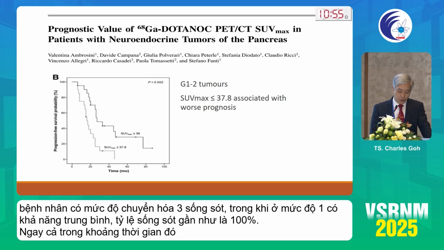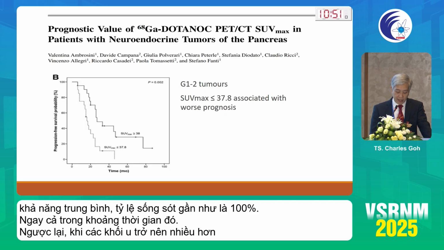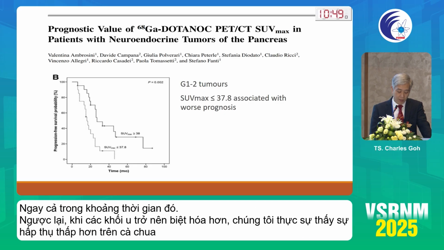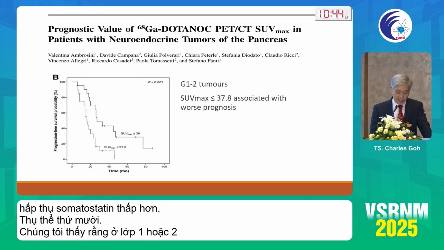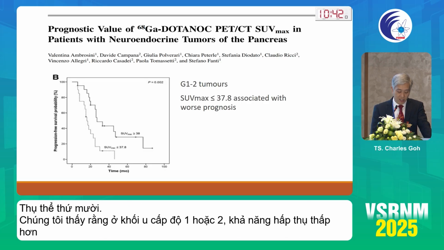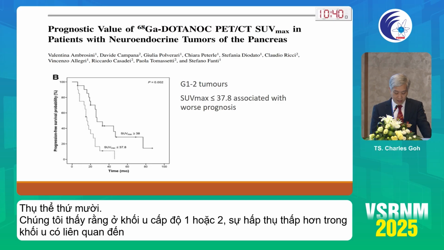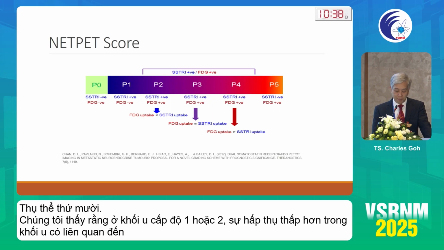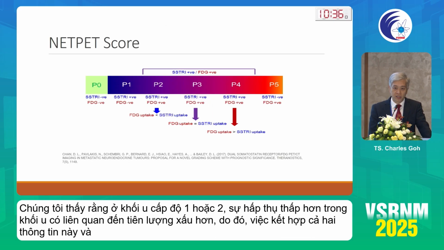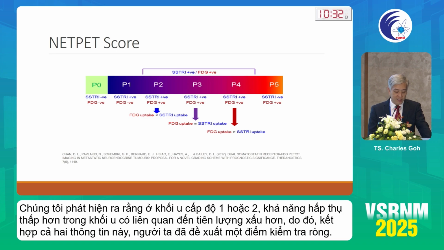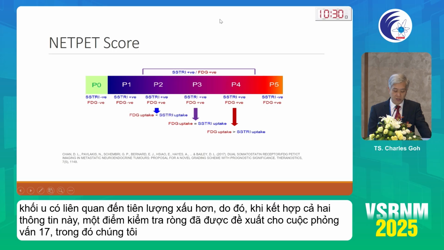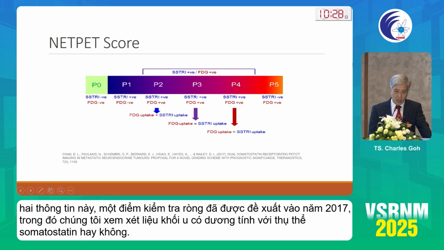Conversely, as the tumors become more dedifferentiated, they actually show lower uptake on somatostatin receptor PET. It was found that in grade 1 or 2 tumors, a lower uptake within the tumor was associated with a worse prognosis. And so combining both of these pieces of information, a NET PET score was proposed back in 2017, where we consider whether the tumor is positive on somatostatin receptor imaging or on FDG or both.